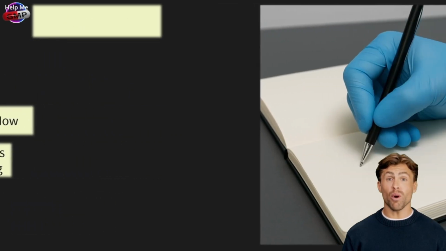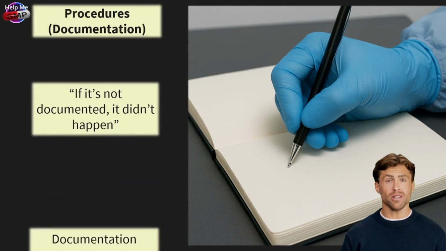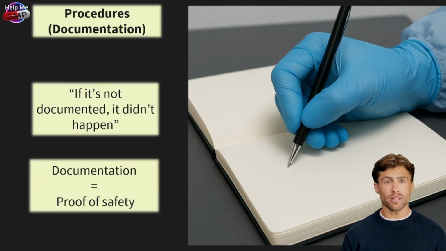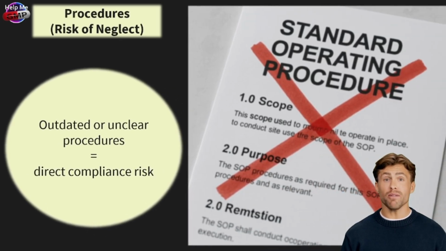In GMP, there is a well-known phrase, if it's not documented, it didn't happen. Good documentation is not just a regulatory requirement, it is proof that the process was followed and the product is safe. Procedures must be kept up to date, reviewed regularly, and updated whenever processes change. Outdated or unclear instructions are a direct risk to compliance and product quality.